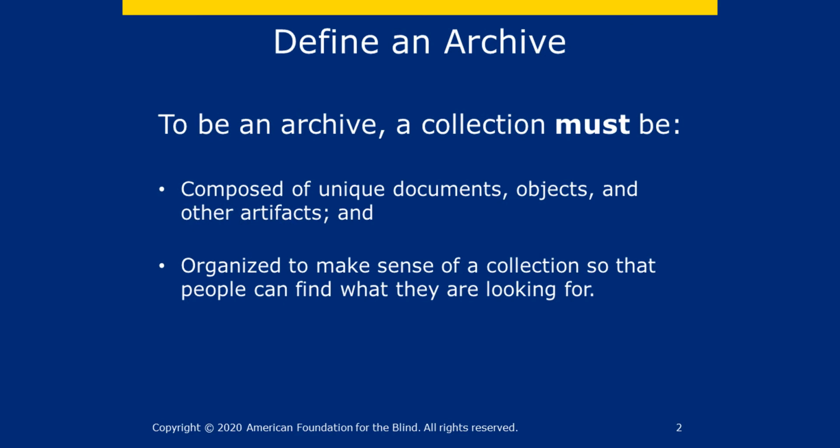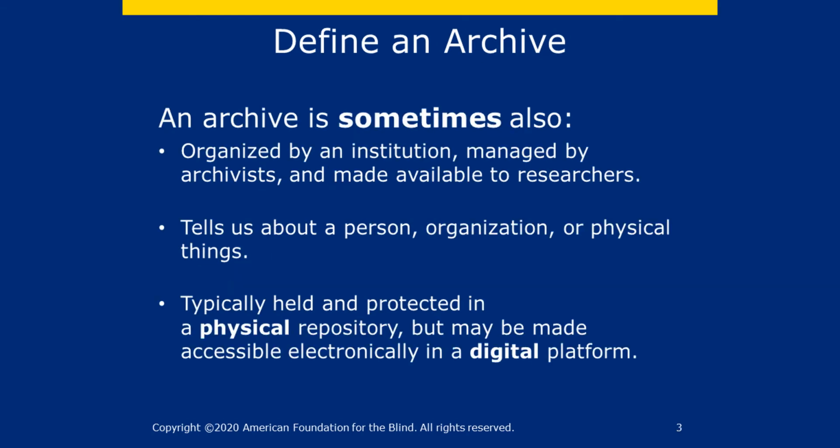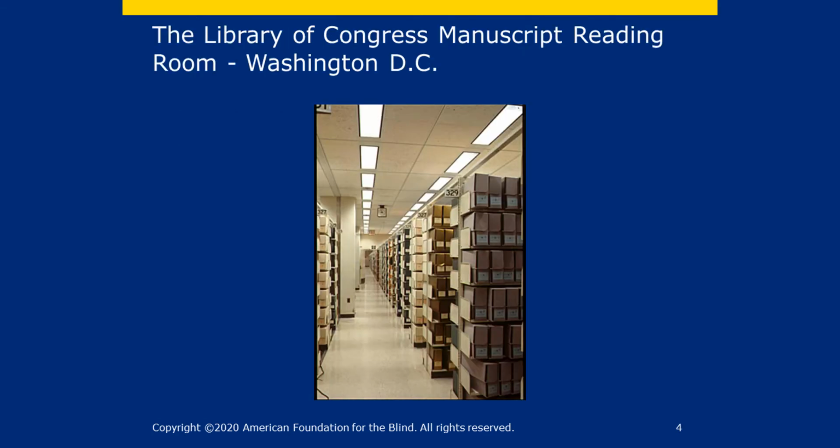To be an archive, a collection must be composed of unique documents, objects, and other artifacts, and must be organized to make sense of a collection so that people can find what they're looking for. An archive is sometimes organized by an institution, managed by archivists, and made available to researchers. It can tell us about a person, organization, or physical things. It is typically held and protected in a physical repository, but may be made accessible electronically via a digital platform. Most archives look like this.